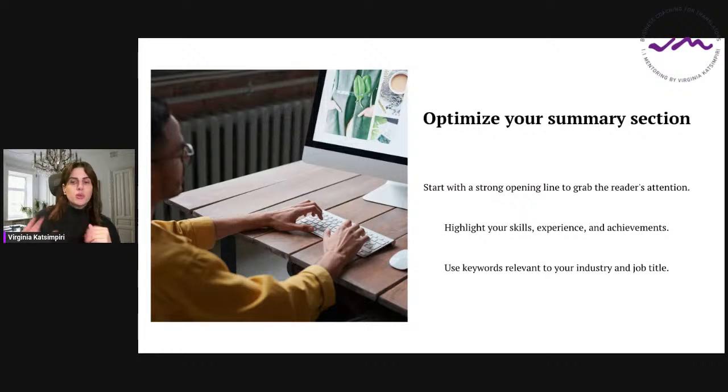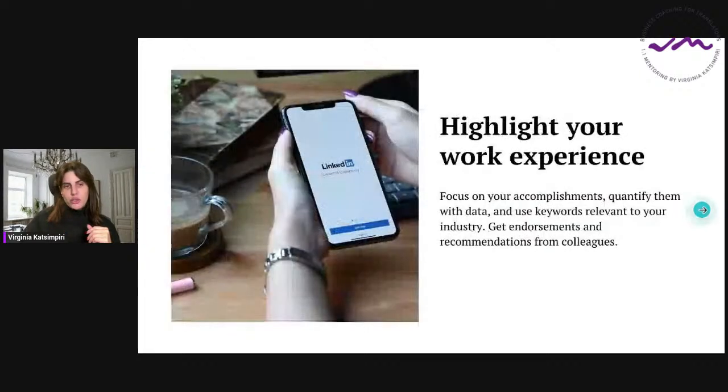And of course, use keywords relevant to your industry and job titles to improve your ranking, to improve your visibility, to educate the LinkedIn algorithm about who your ideal client is. Okay, it has multiple positive results. How you can highlight your work experience: focus on accomplishments. Okay, you can even quantify with data how many words, okay, millions or thousands you have translated, the recent projects that you were able to complete. Use keywords relevant to your industry, get endorsements and recommendations, again, even from your colleagues.